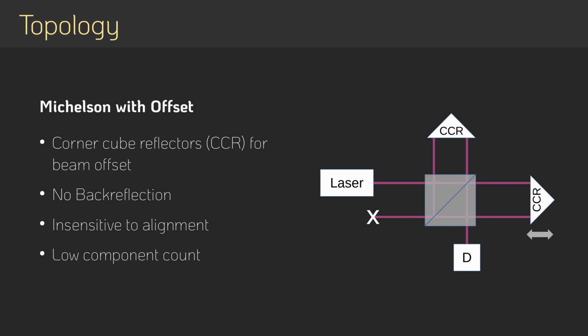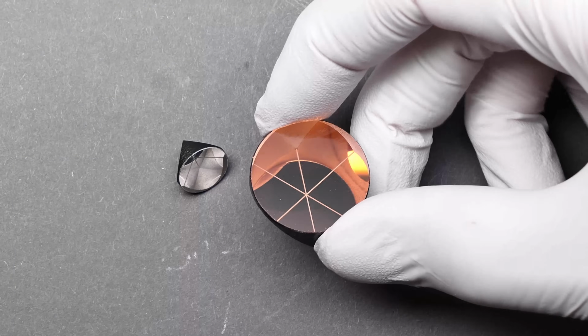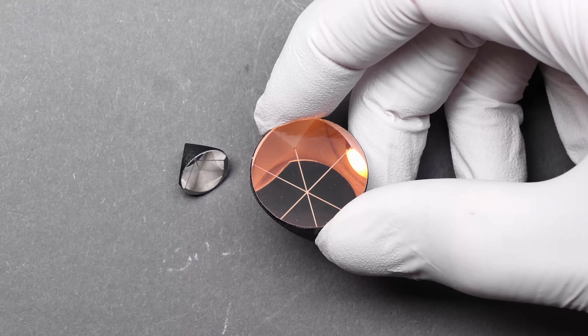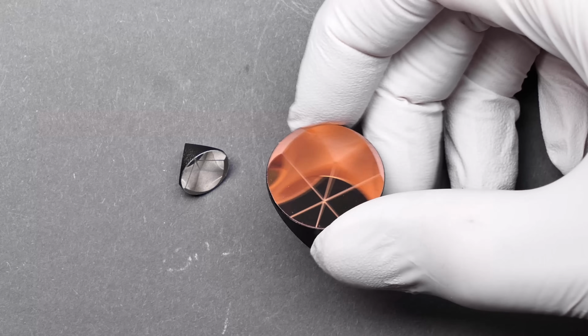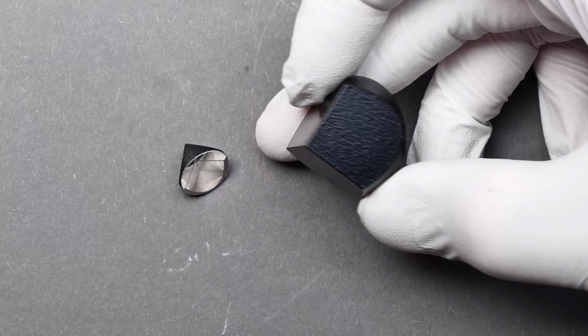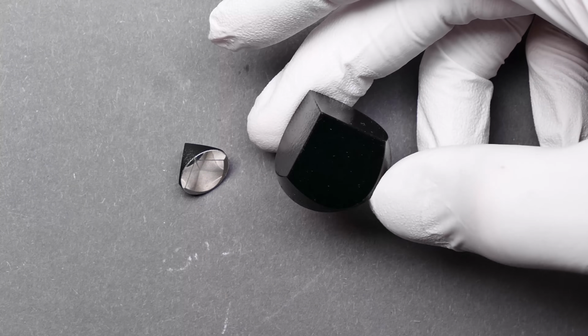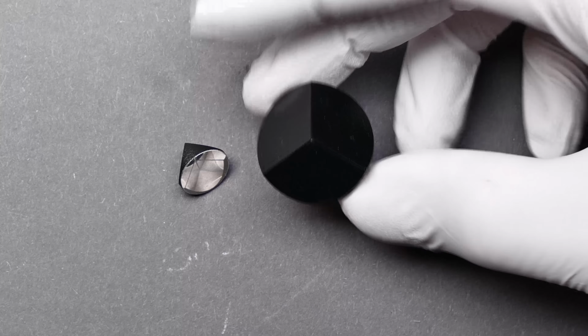This design has many advantages enabled by the corner cube reflectors. So let's take a closer look at these great components in a practical demonstration. Corner cube reflectors are optical components that reflect light back in the same direction from which it came. They are commercially available, typically costing between $12 and $15, and are most commonly found in diameters of 1 inch or half an inch.